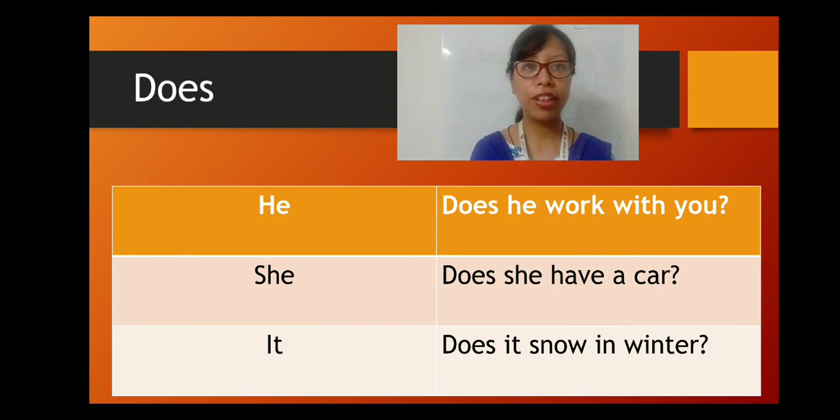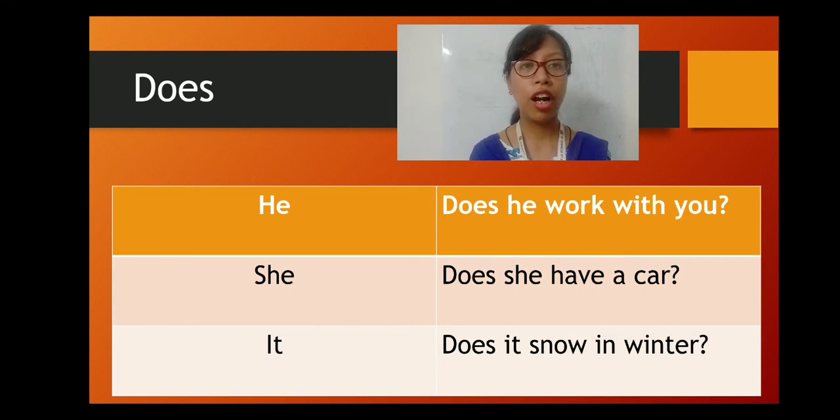So let's begin with the word does. When do we use the word does? When the pronouns are singular. For example, he: does he walk with you? She: does she have a car? It: does it snow in winter?